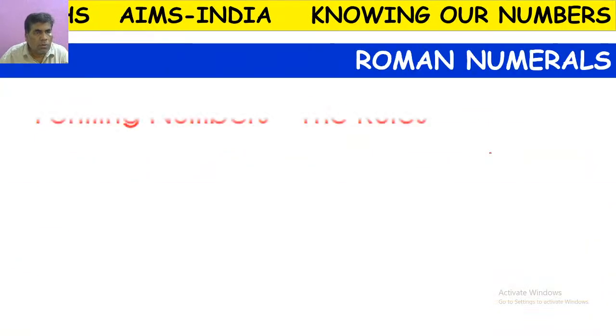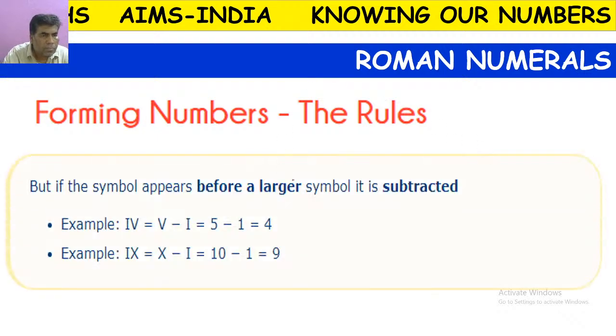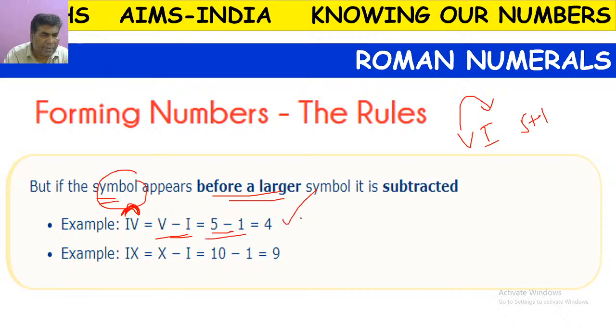So next, what is the second rule? When a symbol appears before a larger number, we have to subtract. Earlier we got the I symbol after the larger number, so that's why we were adding. But here, where is the I symbol? Before the larger number. So we have to subtract. The answer is 4. Here also it is before the larger number, so the answer is 9.